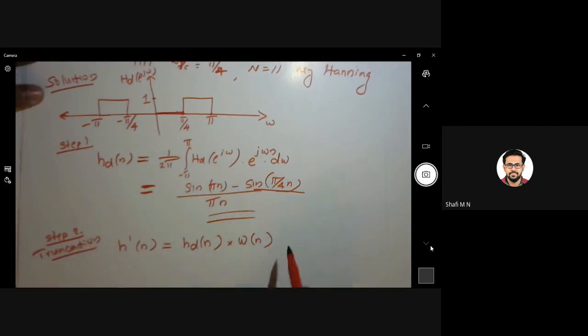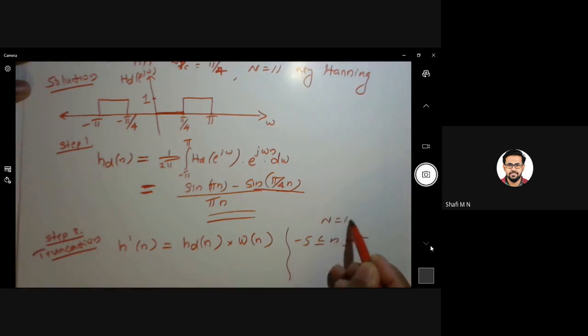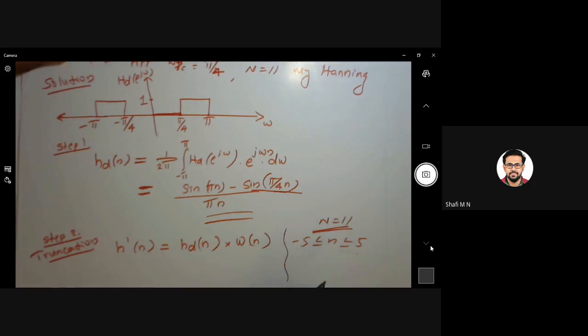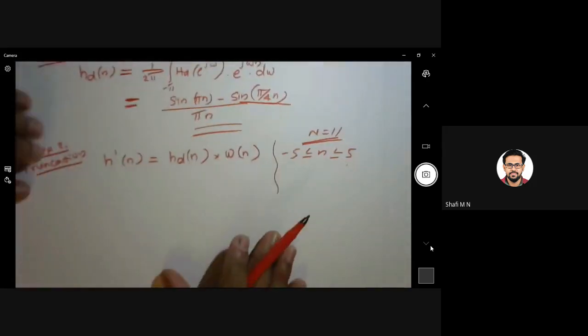So you have to perform this from minus 5 to 5 because capital N is 11. So first thing is from minus 5 to 5, you have to find both these sequences. Just multiply the terms. That's it. So let's find hd of minus 5 to hd of 5. Similarly, w of minus 5 to w of 5. You find both the sequences separately.